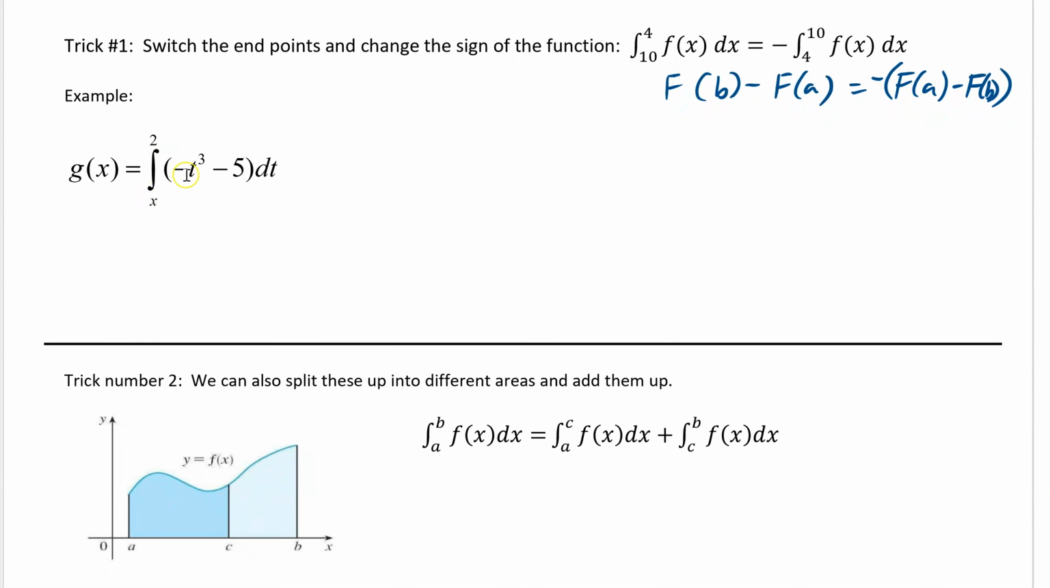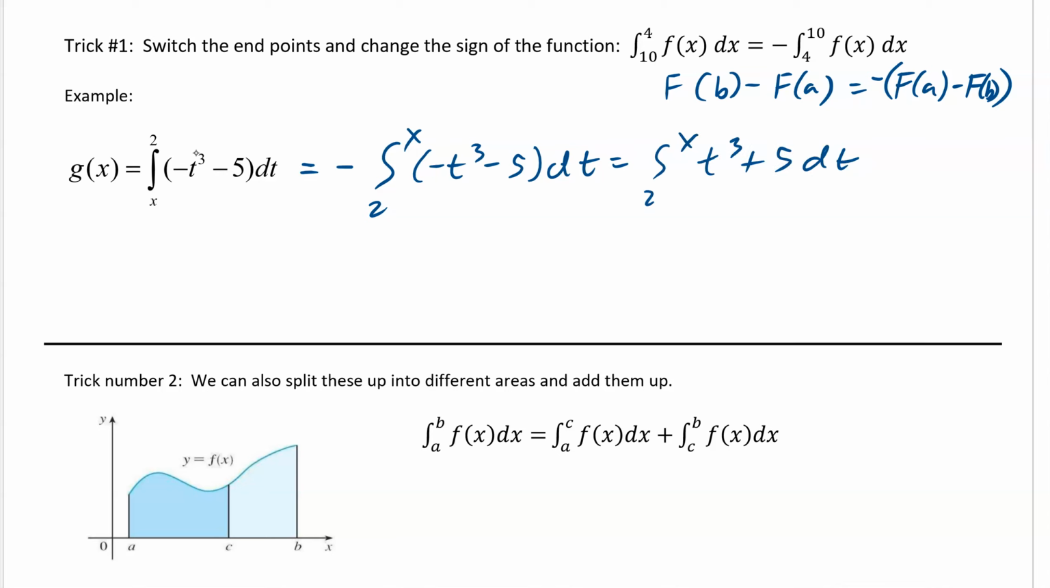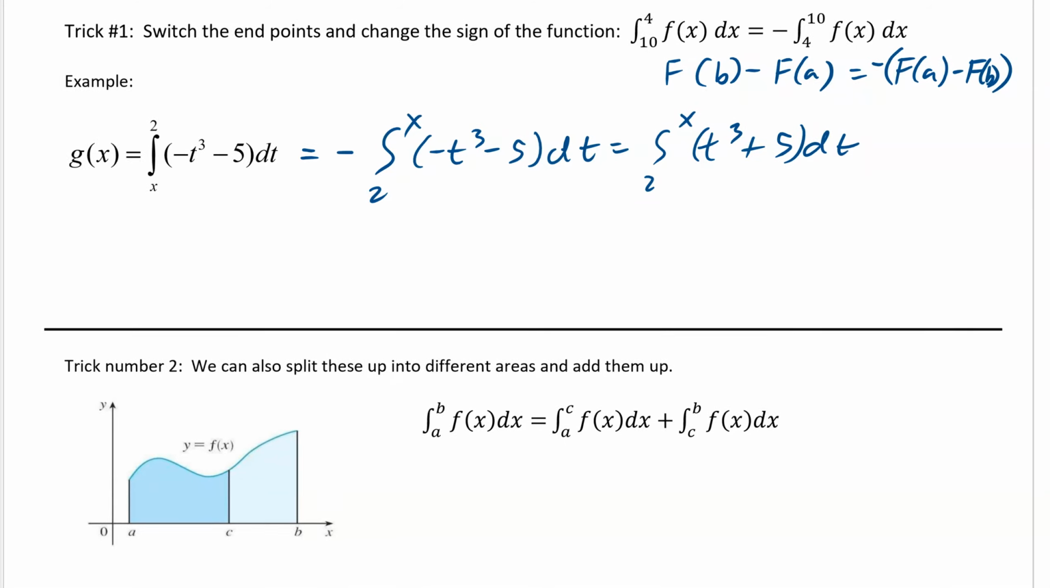We don't want to go from x to 2, we want to go from 2 to x, so we get a nice formula. So we can take and put a negative in front, put 2 to x, negative t cubed minus 5 dt. And then we can distribute that negative, and now it's from 2 to x of t cubed plus 5 dt. So this is an example of using it. If you want to switch the letters, just change the signs.